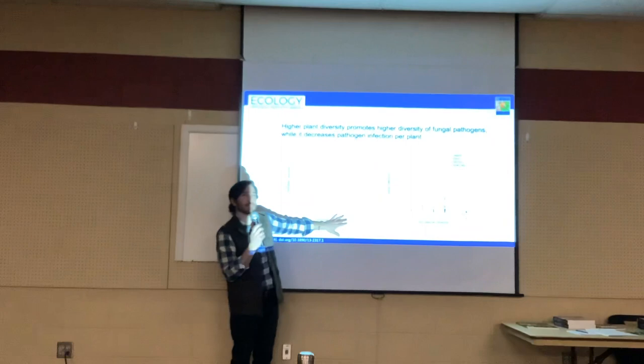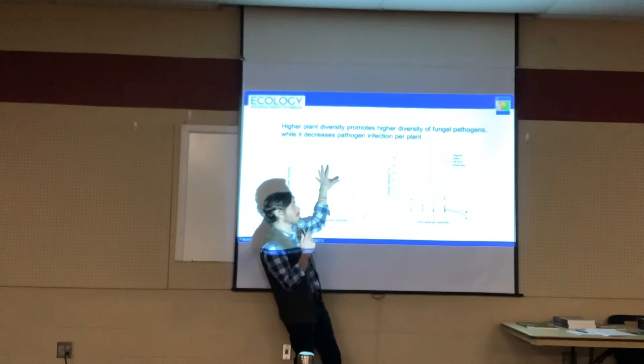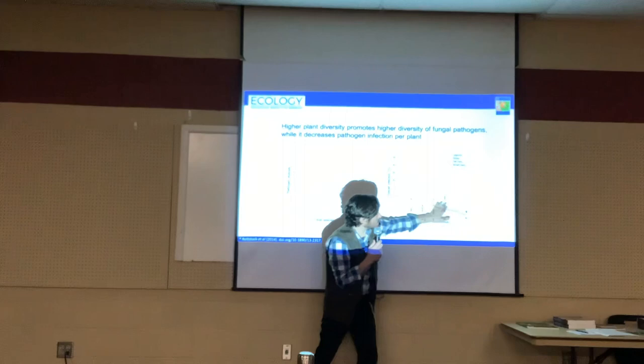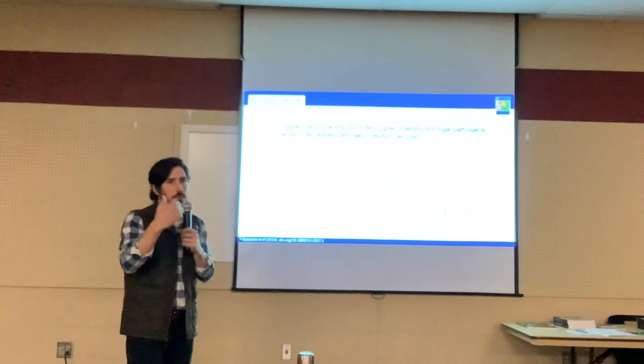However, their ability to cause infection, the overall infectivity of those pathogens, although there's more diversity of them there, actually declines as we increase plant species diversity. And that's again a dilution effect. It's nothing fancy, just a dilution effect. Because now you don't have a monoculture. We have, let's say, a 16 species mix.